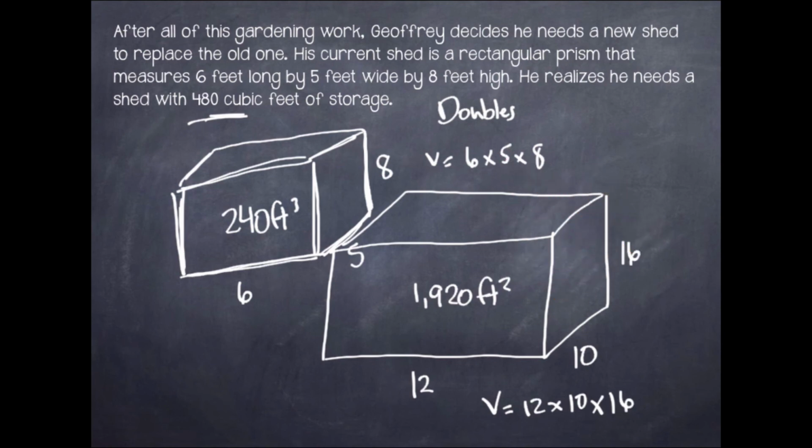All right? So to double the volume, he really only needs to double one dimension. If we were to change this 6 to a 12, or this 5 to a 10, or this 8 to a 16, that would give us double the amount of volume. Okay? He doesn't need to change all of those. He just needs to change one of those sides.